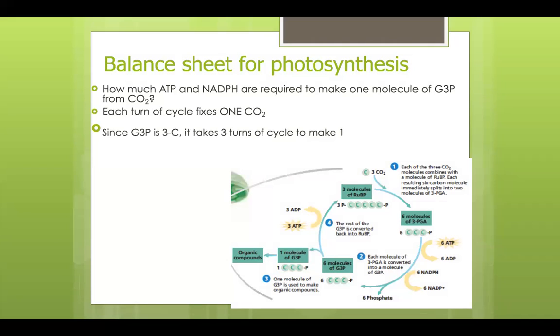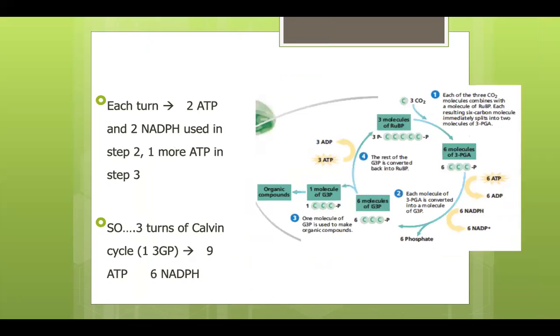So you need 3 turns of the cycle to make 1 G3P molecule, and 3 turns gives you 1 G3P and 5 3-carbon compounds that you have to rearrange to form RUBP. Let's just go ahead and add them up. I've got 6 ATP here plus 3, which is 9. So you need 9 ATP and 6 NADPH for 1 G3P.